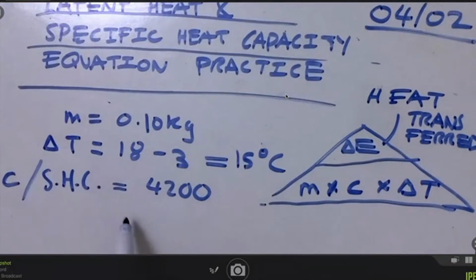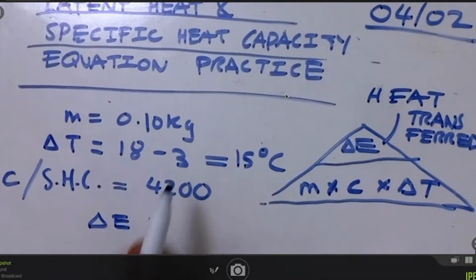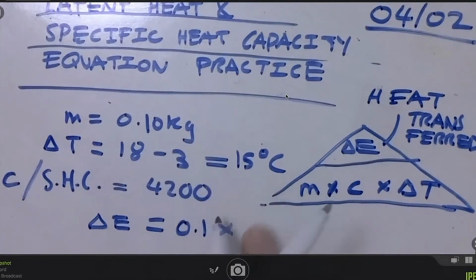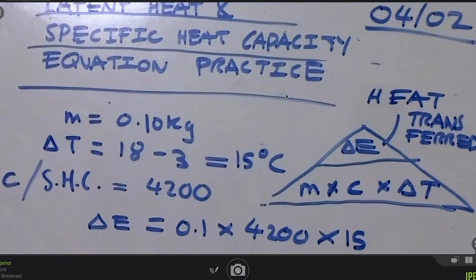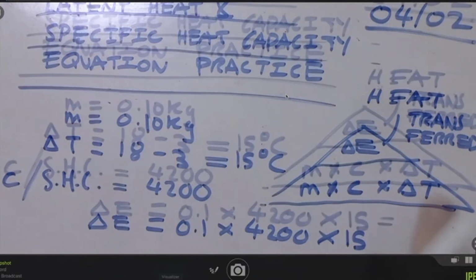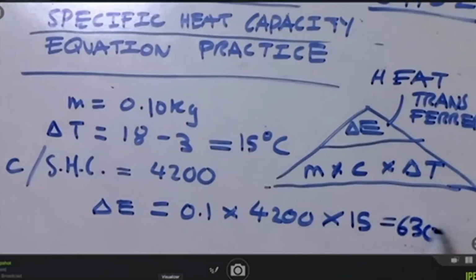So let me write that down. Delta E is equal to my 0.1. It's already in SI units. Do the specific heat capacity first, 4,200, which is my C, then my change in temperature, which is 15. If you plugged all that in your calculators, okay, you should get 6,300 joules.